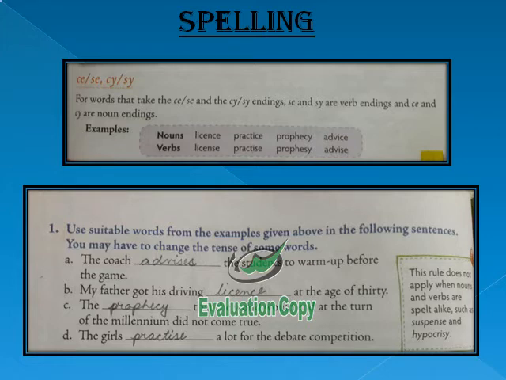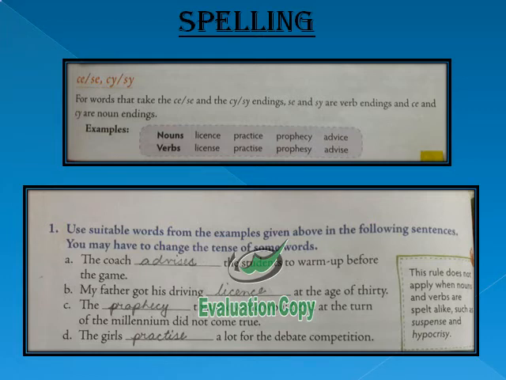Now they have given you on page number 100: use suitable words from the examples given above in the following sentences. You may have to change the tense of some words. Now this rule they have written does not apply when nouns and verbs are spelled alike, such as suspense and hypocrisy. You don't have CE. Okay, this we will keep aside.